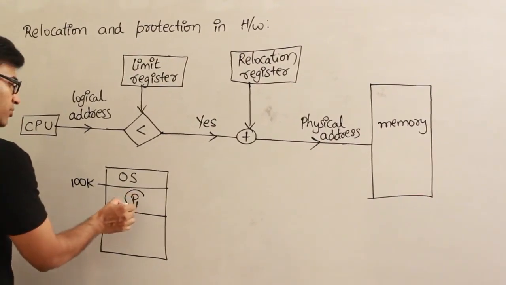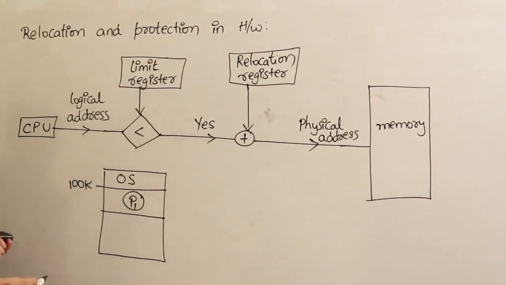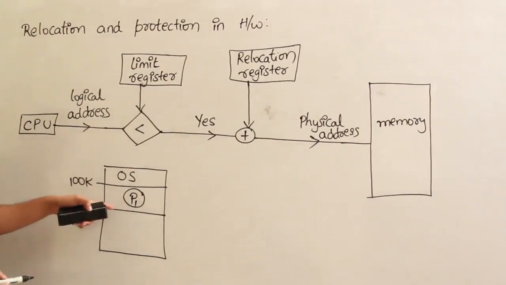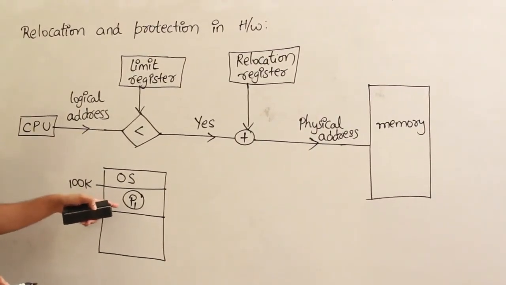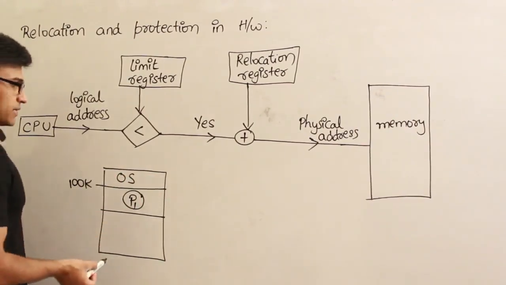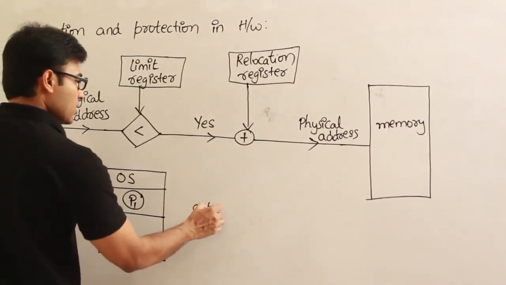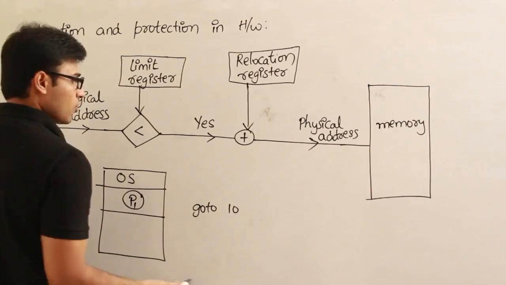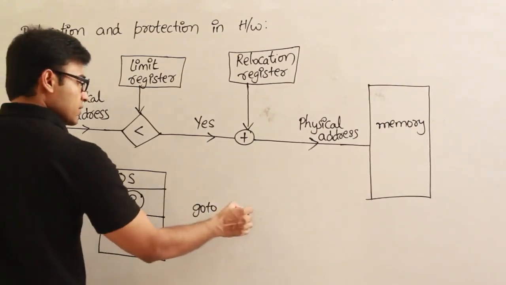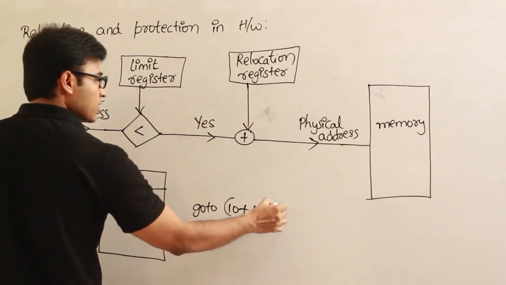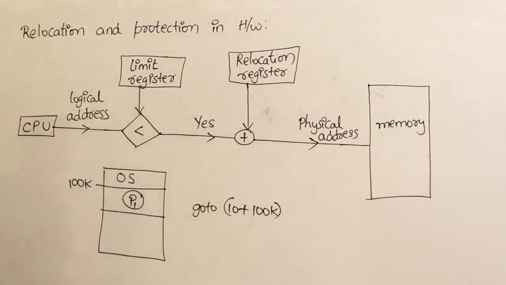When you are loading the process P1, inside this process there are various instructions which are relocatable addresses. All those relocatable addresses would have been converted into absolute addresses by the loader. What the loader will do is, if you have an instruction as go to 10, it will make this go to 10 plus 100k. This is what your loader will do.